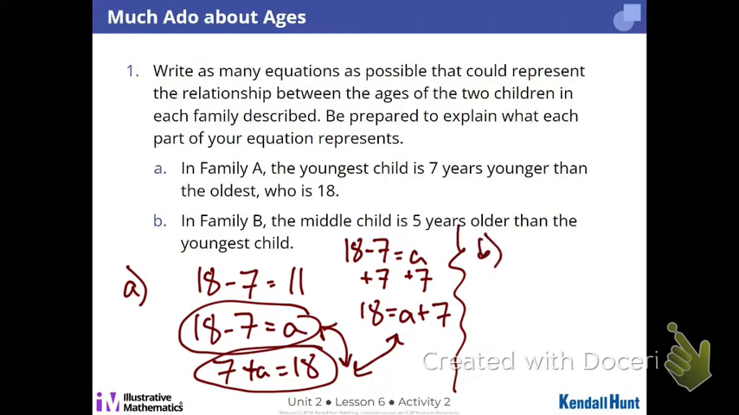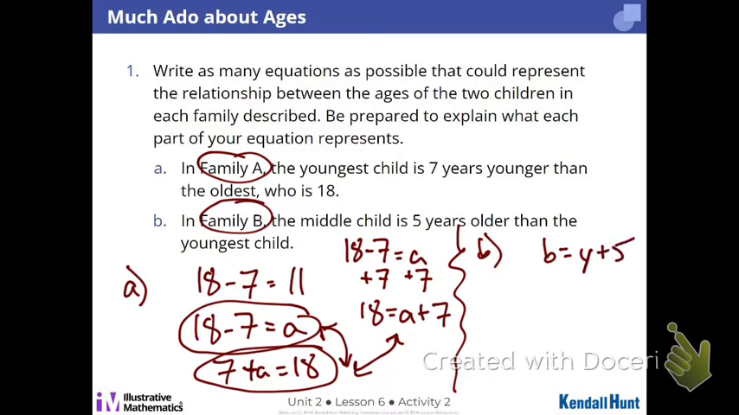Let's look at B. What's an equation we got for B? Yeah, Greta. U equals 11 minus 5. The middle child is 5 years older than the youngest. Well, I don't know where 11 came from. This is a whole new family, right? 11 came from like Family A? Yeah, but these are two different families, Family A, Family B. Oh. So 5 years older than the youngest, I'm going to say youngest plus 5.